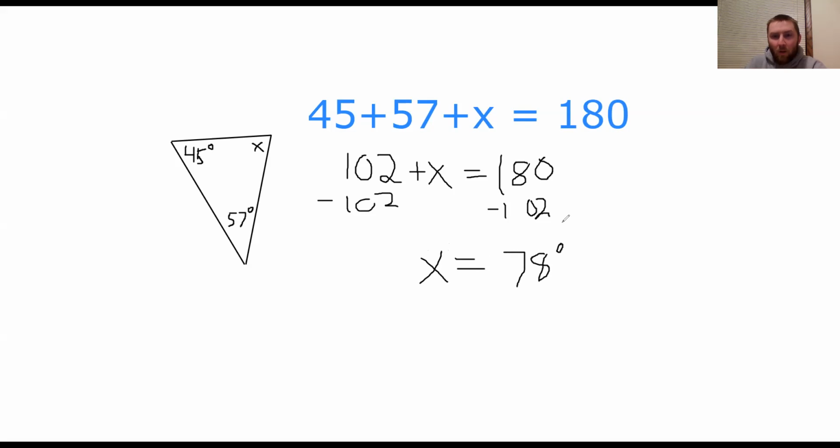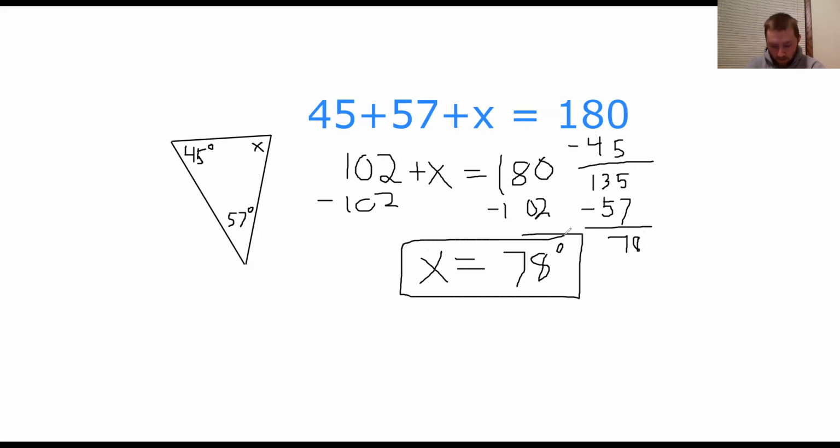Okay, now another way you can do it is you can just take the 180 that we start with, that we know all three of the angles add up to, and you can minus the two that you know. So do 180 minus 45. Take that answer, which would be 135, and then minus the 57. You can do all that on your calculator. You minus 57, and you do end up at 78 degrees. So we know that the missing angle in that triangle is 78 degrees.